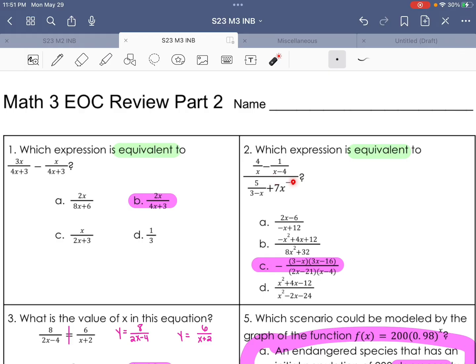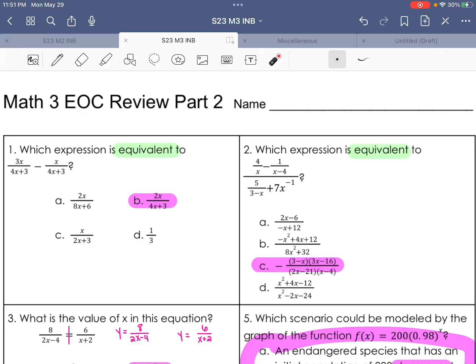For number 2, it looks really gross, I know. Please be careful about using your parentheses. I don't want you to get that mixed up. But if you type that in and you start to type in your answer choices, you're going to find one that matches. If you don't see one at all, go back, check your parentheses, make sure you typed it in correctly. If you take more than a couple minutes on it, skip it and come back to it later.